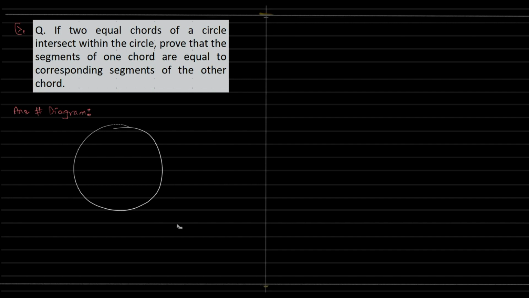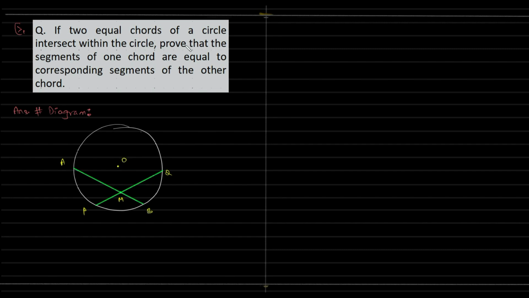Let me copy this. Okay, so if two equal chords of a circle intersect within the circle, what they're telling is we have two chords and they are intersecting, meaning they are cutting each other at a particular point, maybe not at the center, at a random point. So if these are AB and PQ, two equal chords, and they are meeting at say M within the circle, right? You can see these two chords are cutting each other within the circle at a point M.